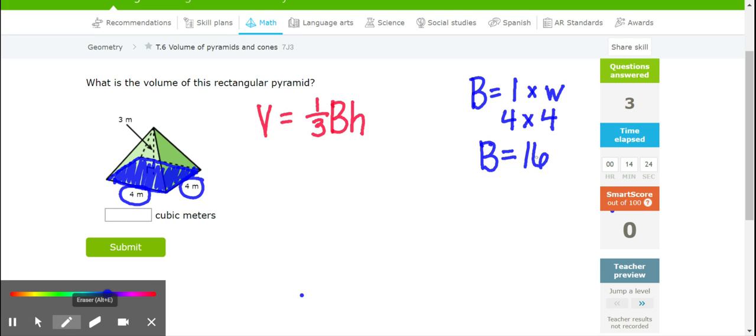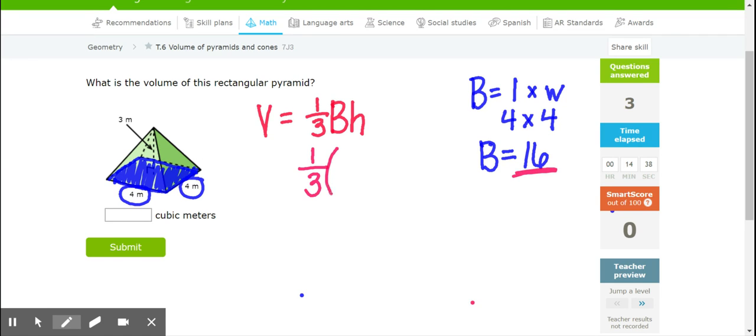Okay, so now I'm ready to plug everything back in to my formula. I'm going to bring down this 1/3. My capital B is going to be 16. And my H is my height. Your height goes from the bottom, from your base, to the very tip top of your pyramid. And they're saying that that measure is 3. So where it has an H, I'm going to plug in a 3.